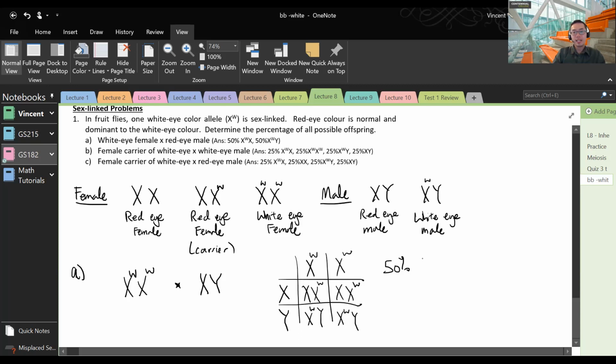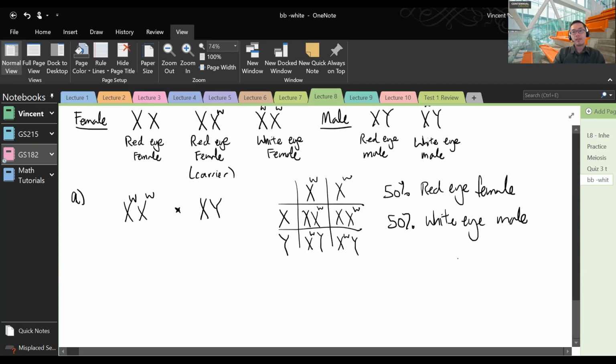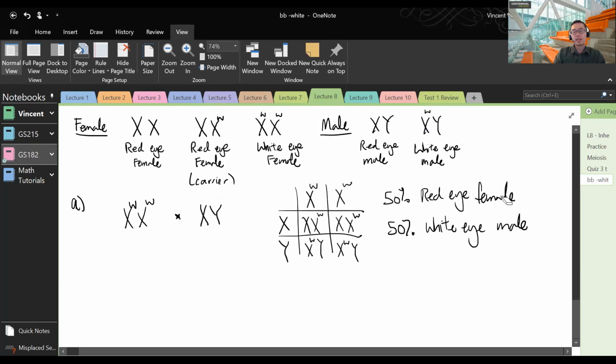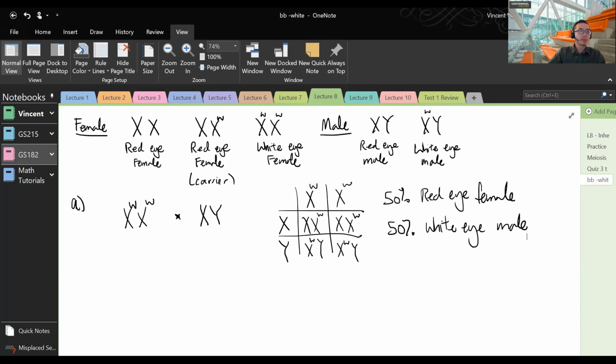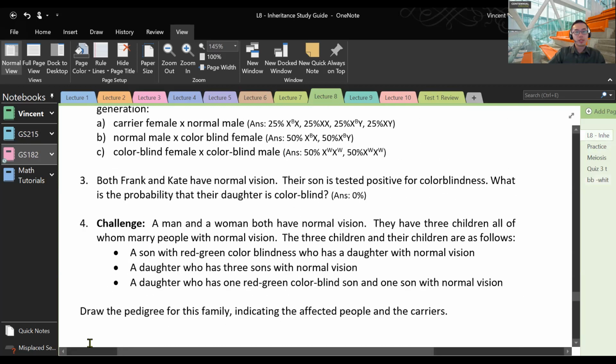So that means there's going to be a 50% chance that the offspring is going to be a red eye female. And then there's going to be a 50% chance it is going to be a white eye male. So that means if they're going to have a female offspring, all the females will be red eye and all the males would be white eye. Is there any question about this? Okay, we'll try another one.